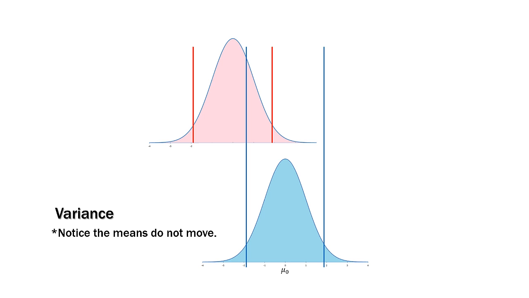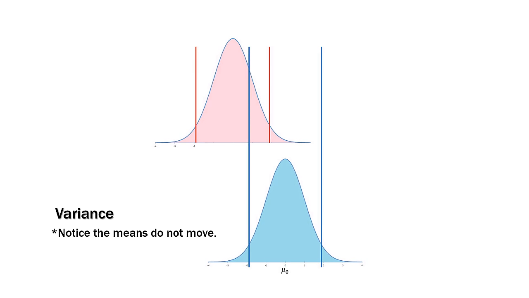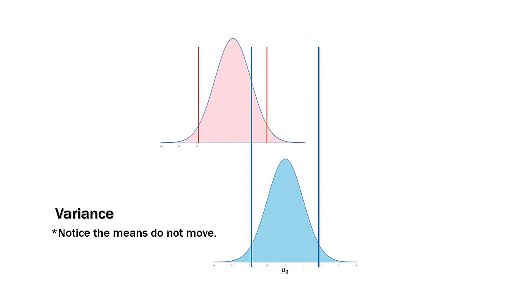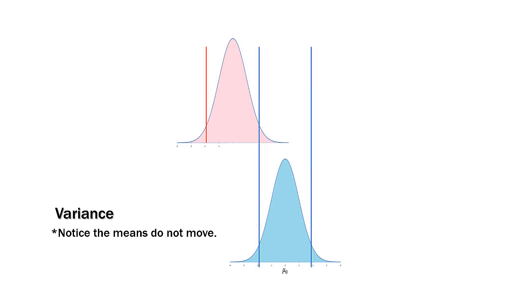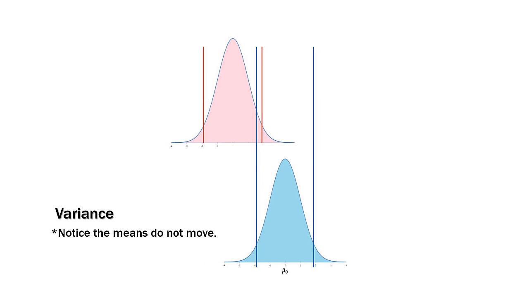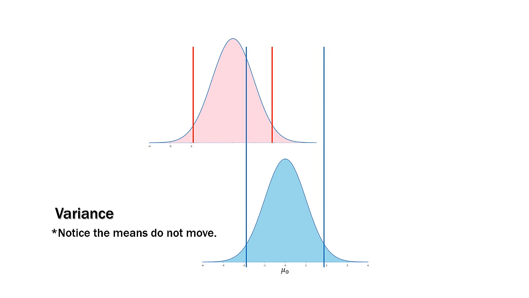Now we could also look at their variances and notice that the location of the means of these two distributions do not move. The only thing that's moving here are the distributions. So if the means are relatively close like this, but the distributions are narrow, we can separate those distributions quite a bit. But if the distributions are very wide, then the curves overlap and the distributions become hard to separate, even though the means are in the same place.